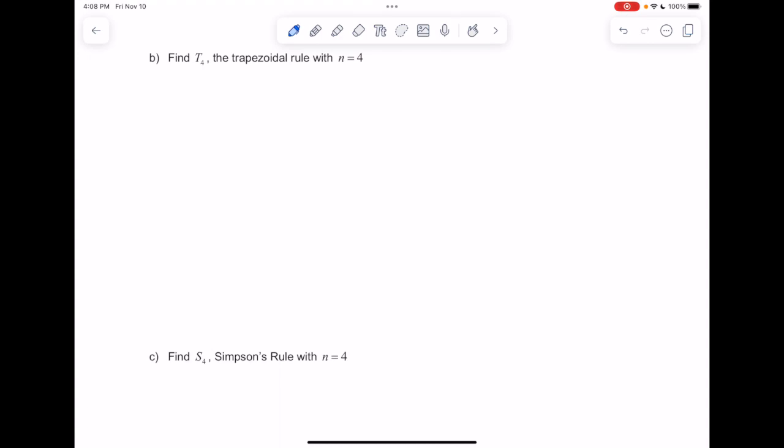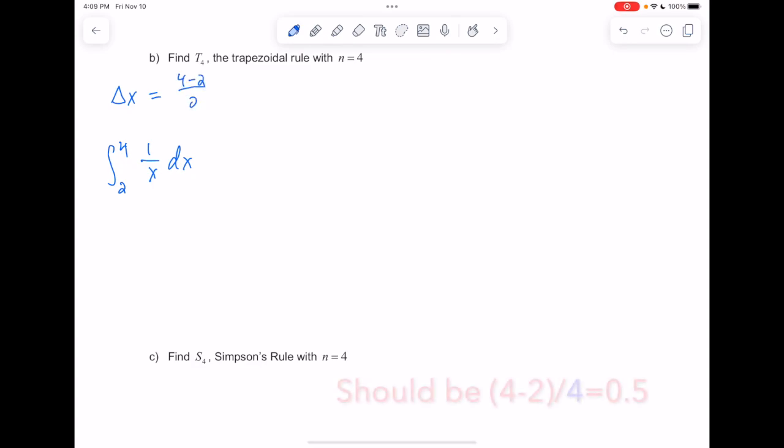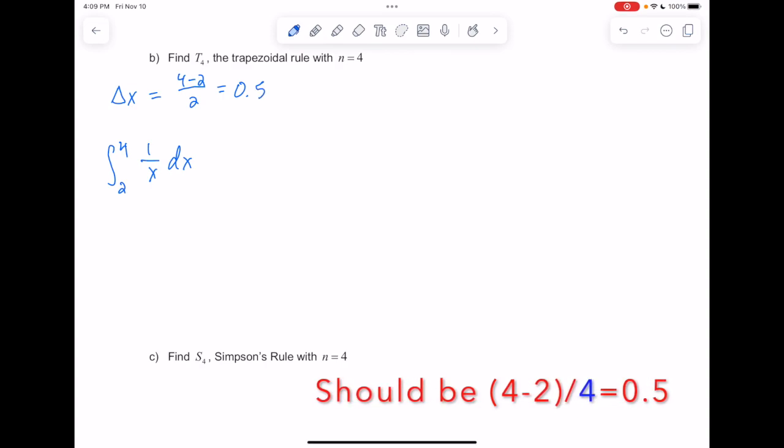All right, so this one is a continuation of the last problem. We're still trying to approximate the definite integral from 2 to 4 of 1 over x dx. This time we're going to do that with T4. So let's start off by calculating all the little pieces we need. Let me write down again what we're after: the integral from 2 to 4 of 1 over x dx. So delta x would be (4 minus 2) over 4, which would be 0.5. Same delta x as we had a moment ago when we did the midpoint rule.